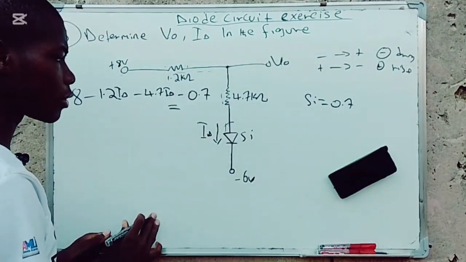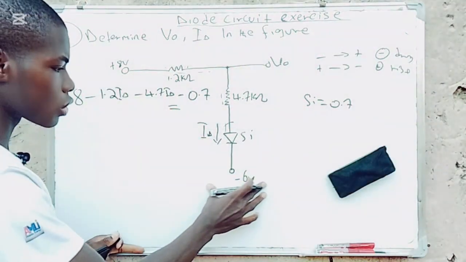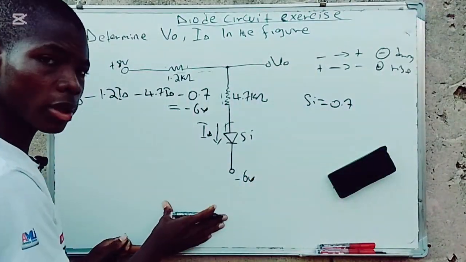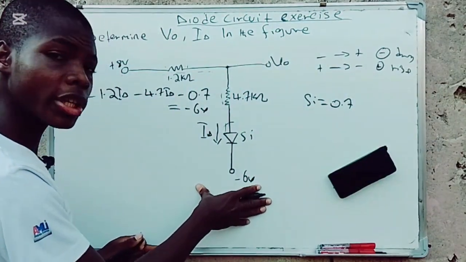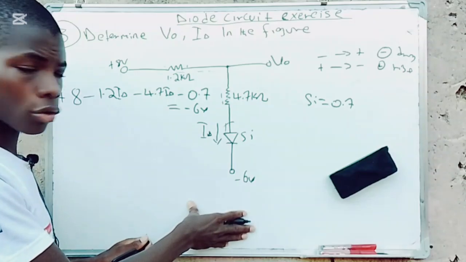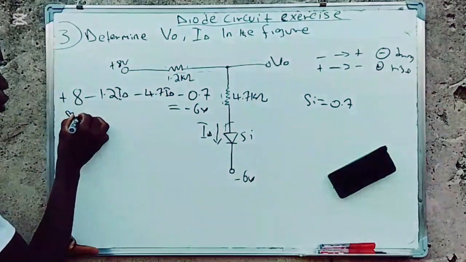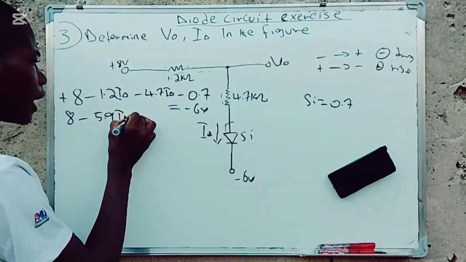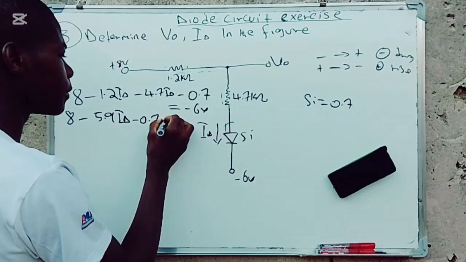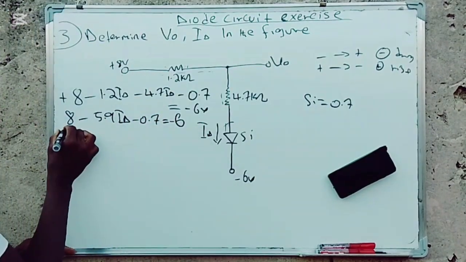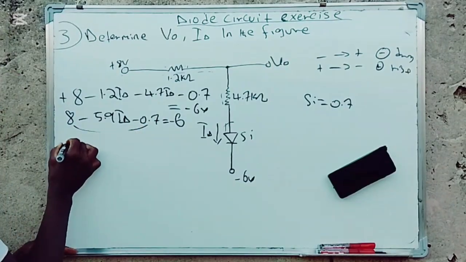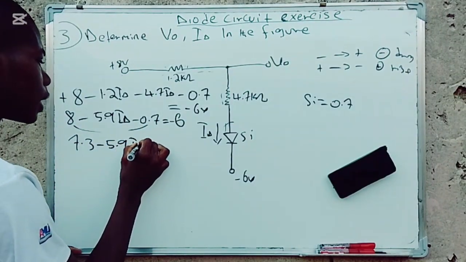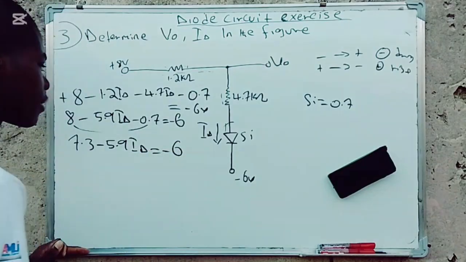This should now be equal to negative 6. This source of ground is given as its voltage, which is minus 6. So this should now be 8 minus 5.9 ID minus 0.7 equals minus 6. Here, these are like terms, so it will now be 7.3 minus 5.9 ID equals minus 6.